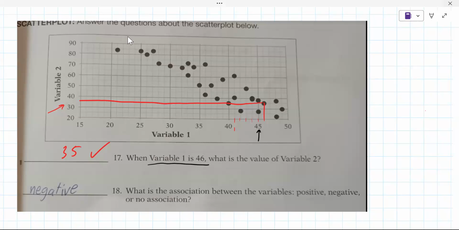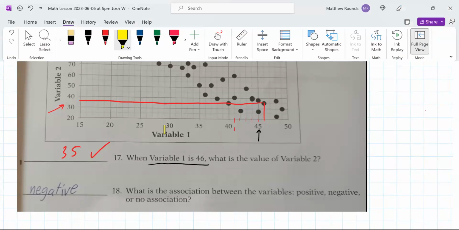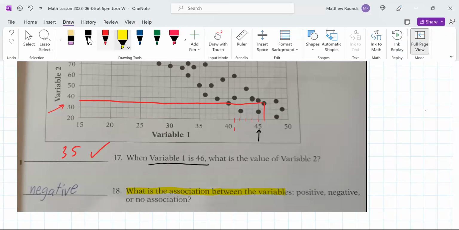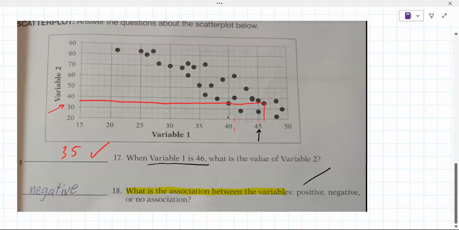All right. So the next one, we have to remember what is the association between the variables? And you're right. You are correct here. So positive goes up, negative goes down, and no association is horizontal. You have that correct.